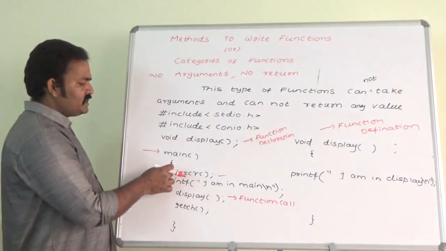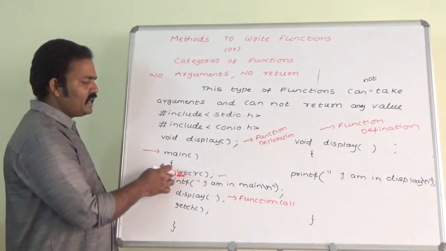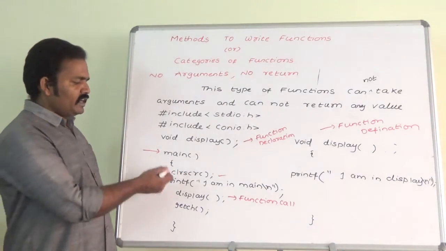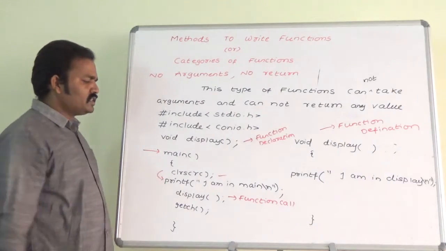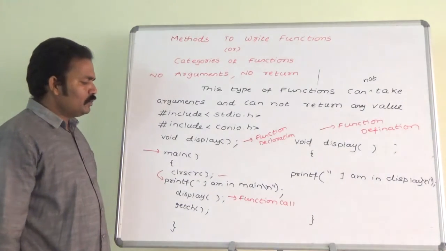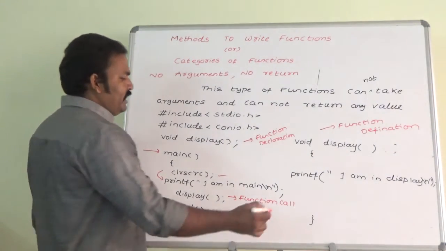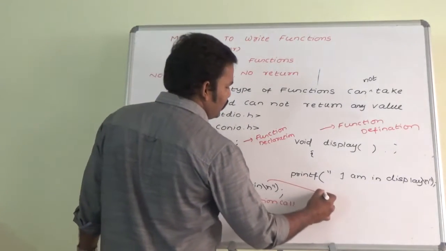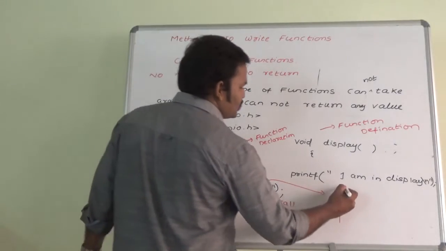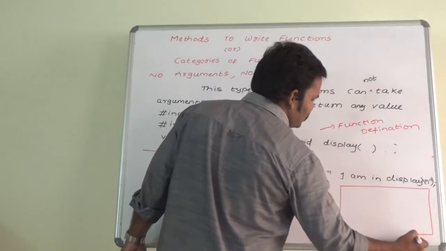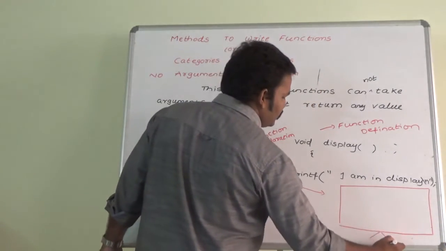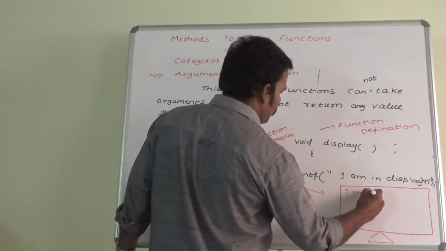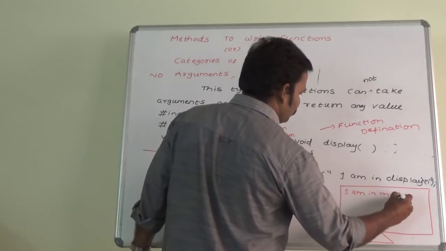Okay. Next, after executing the clrscr function, execution control is transferred to the next following statement. What is the next following statement? The printf statement. So the printf statement will print the given text message on the screen as it is. Okay. Right. First it displays the I am in main message on the screen.